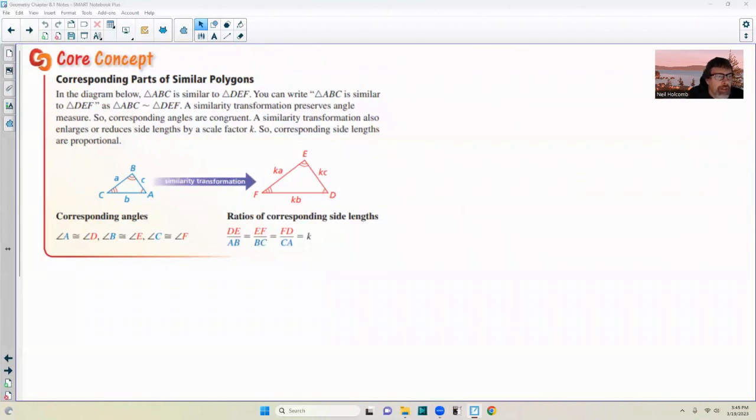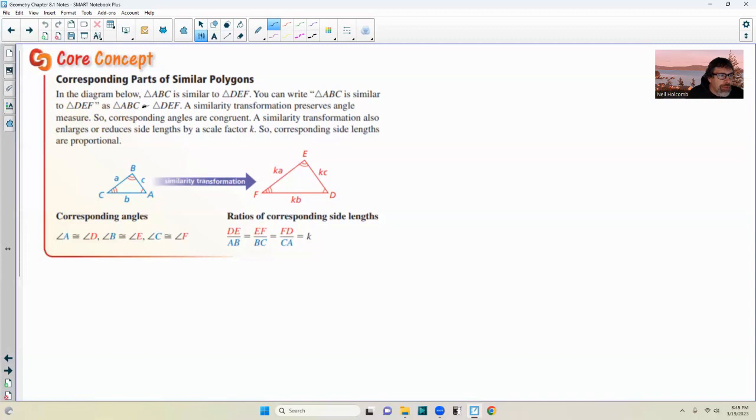Okay, corresponding parts of similar polygons. In the diagram below, we have a triangle ABC in blue. Capital letters are for vertices. Lowercase letters are for side names. Triangle ABC is similar to triangle DEF. You can write triangle ABC is similar to triangle DEF with the triangle symbol, ABC, tilde or squiggly line, triangle DEF.